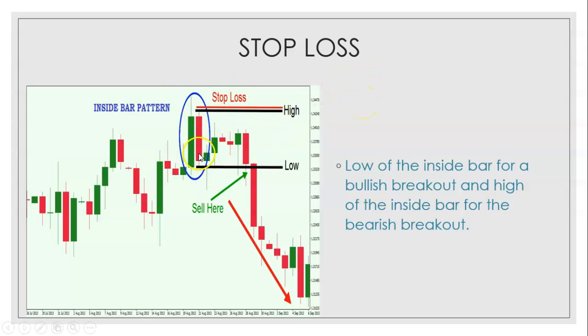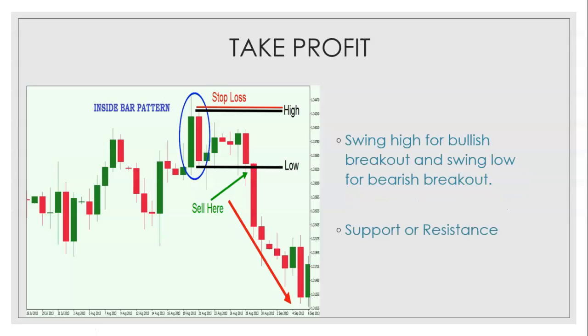Okay, now take a look at this. Our stop loss, you see that the stop loss has been placed on the high of this candle. The high of this candle is where the stop loss will be. Then the take profit, I'll show you that. The low of the inside bar for a bullish breakout. Now in this case, what we are having is a bearish breakout. So this is the inside bar, and the high of this inside bar will be the stop loss. I hope that makes sense.